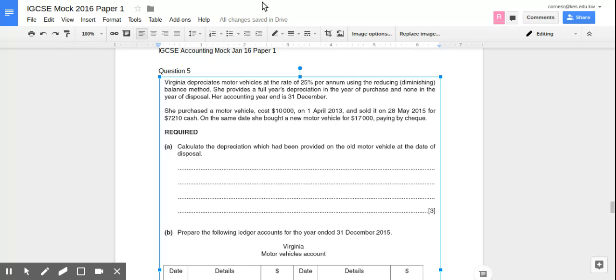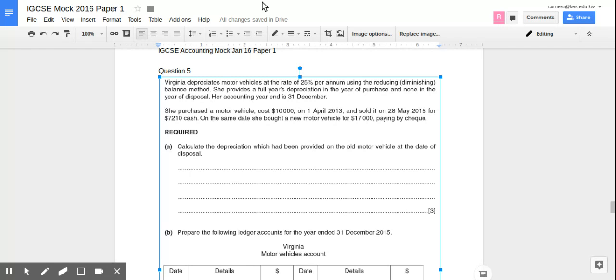Some of you did some disposal for year 3, and quite a few of you didn't add up the total of the depreciation provided, which it asked you for in the question. It then asked you for the motor vehicle account. It only asked for the motor vehicle account for the year ending 31st December 2015. Quite a few of you wasted time doing all 3 years.